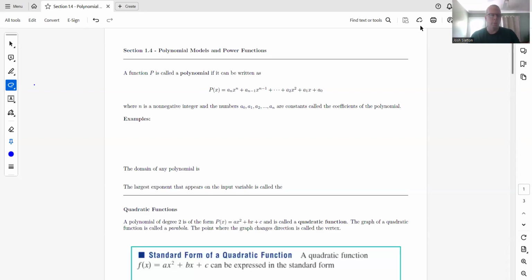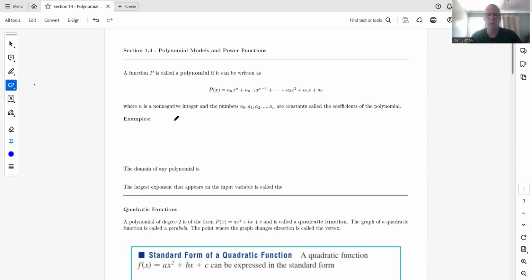All right, so in this section we're looking at polynomials and power functions. I'm sure you've heard of polynomials before, so we'll just look quickly at the definition. A polynomial is a function that can be written in this form. Essentially what you need to pay attention to is that the exponents here are non-negative integers, and the a's are the coefficients, and they're just going to be any real numbers.